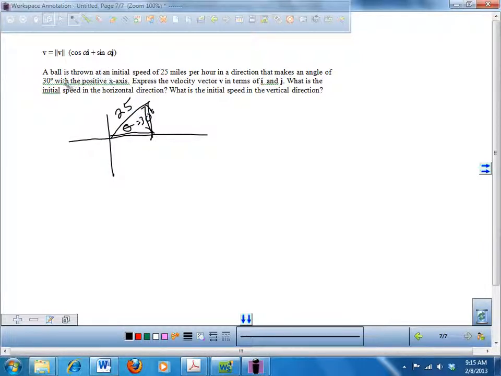In this one, a ball is thrown with an initial speed of 25 miles an hour. So that is the magnitude. It asks what is the initial speed in the vertical direction and what is the initial speed in the horizontal direction. You have to do this a lot in physics, I bet. Any of you taking physics? So you go 25, and then cosine of 30 in the i direction plus sine of 30 in the j direction.